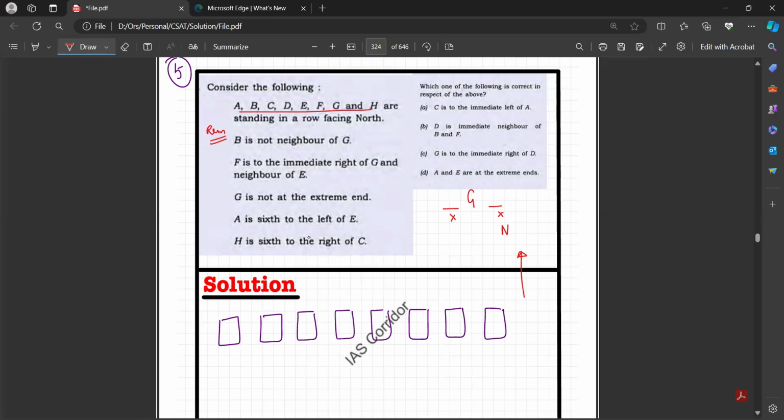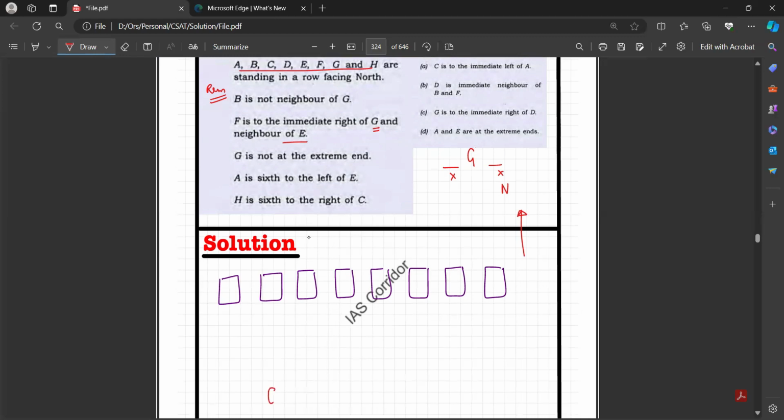F is to the immediate right of G and neighbor of E. That means F is to the immediate right of G. This is G. G's immediate right would be F and is neighbor of E. So E's neighbor is F. That means G, F ke left hand side is occupied. So right hand side will be E. So GFE will be a code which will come in 3 consecutive positions. Clear? G is not at the extreme end. So G cannot be here.